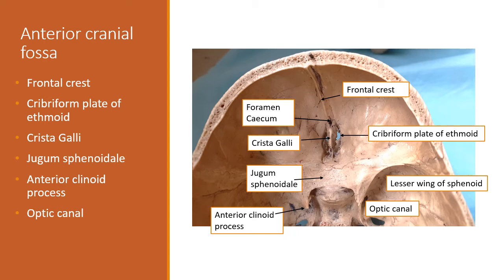You must know the structures passing through the cribriform plate, through the foramen cecum, and there are two more foramina, anterior and posterior ethmoidal foramina.